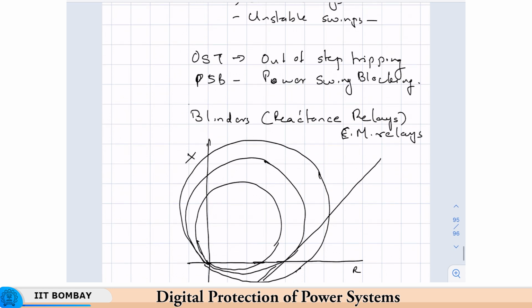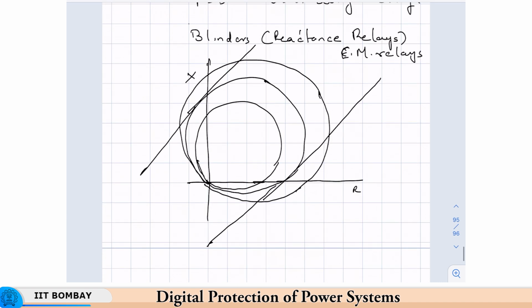Okay. And have it operate only in this area. So, this side is operate and this side is block. Similarly, on the other side, because it is symmetrical, your swing or your locus could enter from either direction. So, you have a symmetrical blinder on the other side.